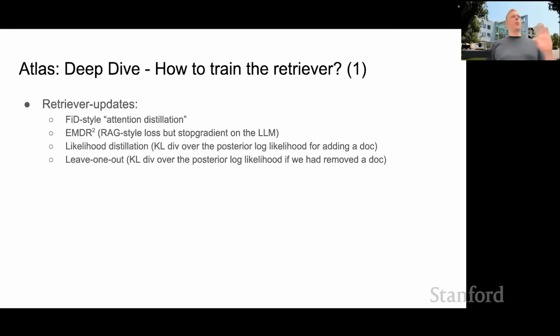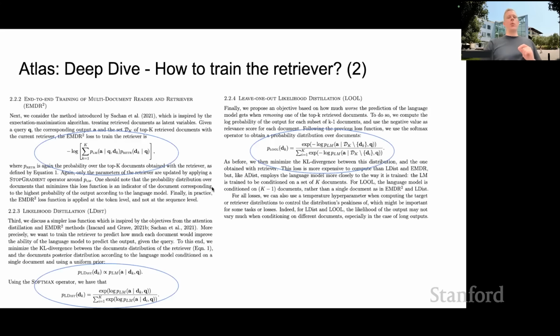And this is really a comprehensive analysis of everything that's happening in this architecture. So the first question they really look at is, how do we train this retriever? We've seen a couple of versions of this, but which one actually works better? They haven't really been compared in a head-to-head setting. So one thing is this FID style attention distillation. That's really too complicated to go into detail here, but the others are actually very simple.